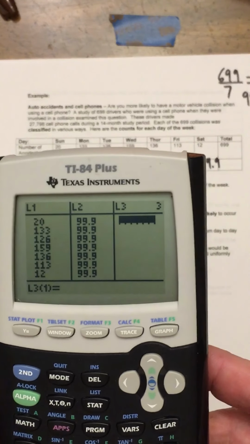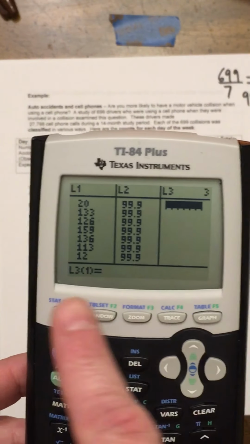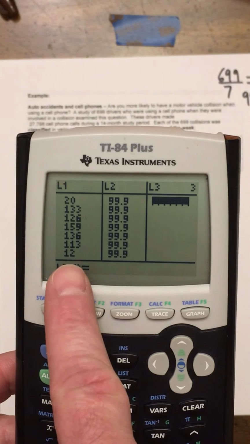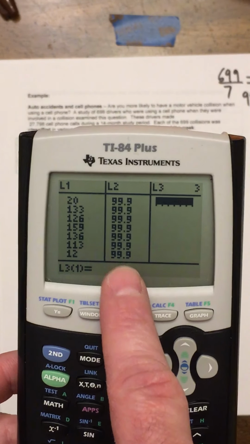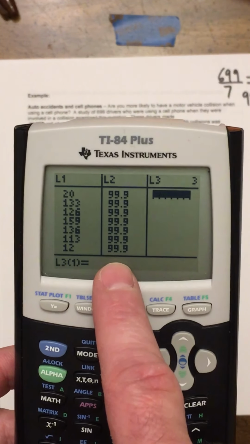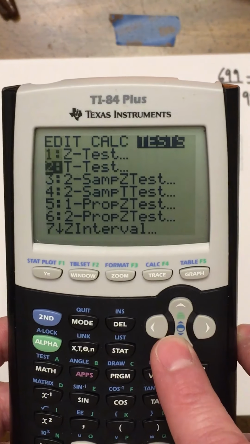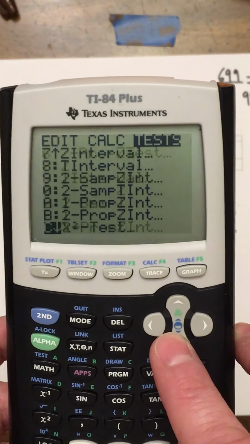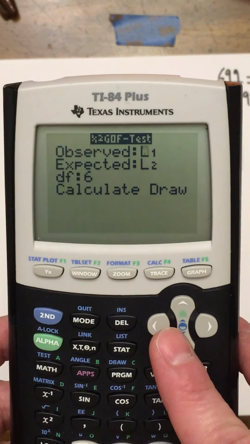Okay, guys, this is the second video. I put the data in L1. I put all the counts that were given in the problem, and in L2, I put the expected value counts. All right, let's go back to stat, test, and the GOF test. Okay, L1 is the observed, L2 is the expected.